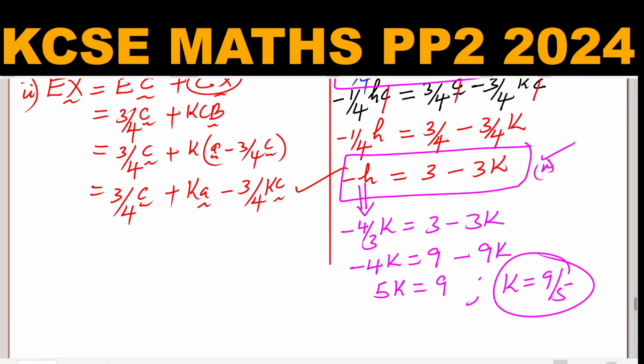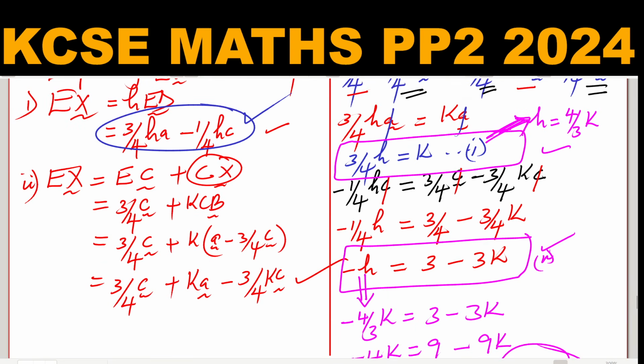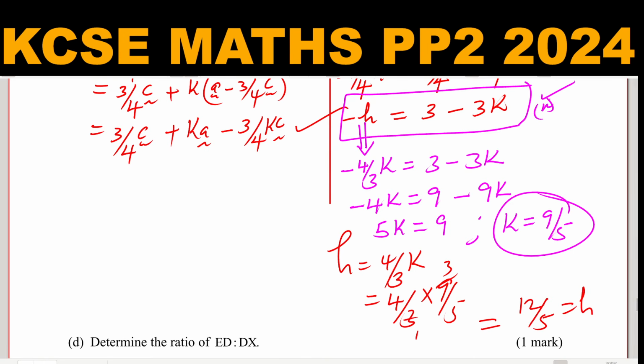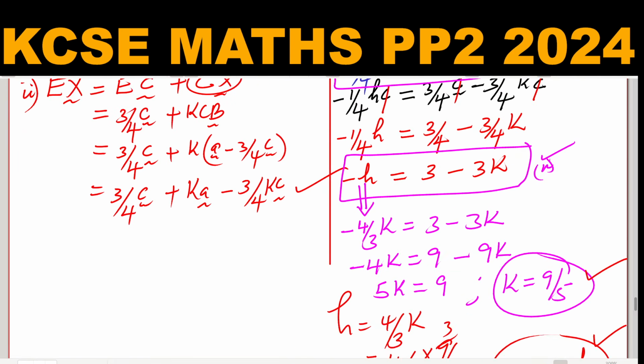The second one: now remember from here, the value of h is 4 over 3k, so h will be 4 over 3 times k, which is 9 over 5. This one will give 12 over 5. So that is equal to h. So you have k and you have h. Those are the scalars, that is what was required in that question. So you solved that. Let's go to the other part.